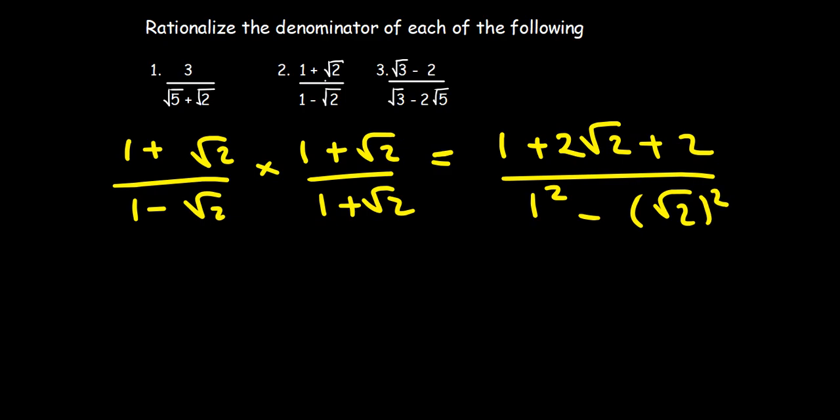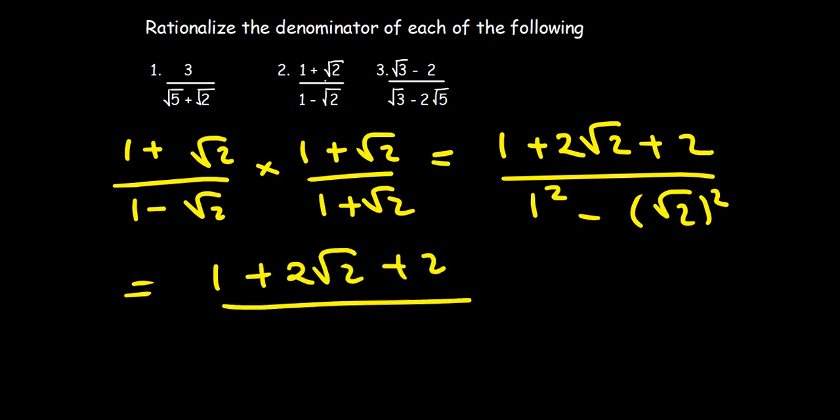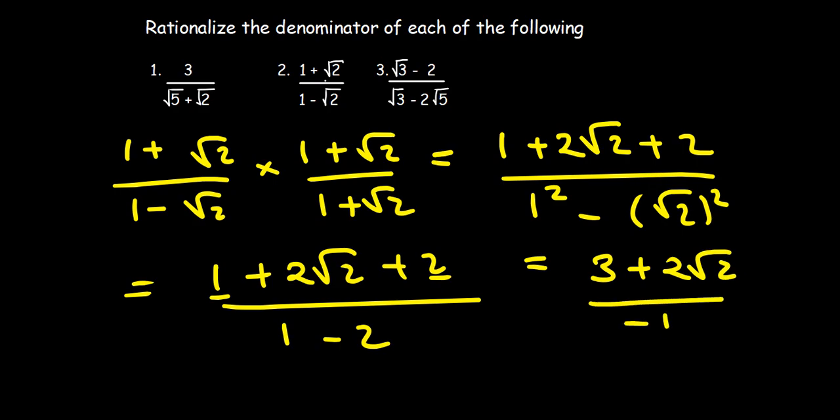So this is equal to 1 plus 2 root of 2 plus 2, divided by 1 minus 2, which gives negative 1 in the denominator. Then I can add 1 and 2 in the numerator to get 3. That would be 3 plus 2 root of 2 divided by negative 1, and that will just give me negative 3 minus 2 square root of 2. That's the final answer.